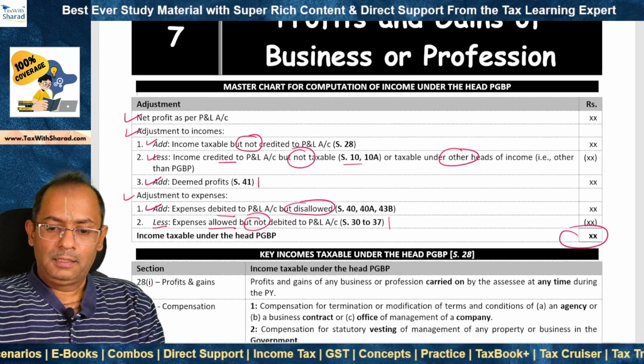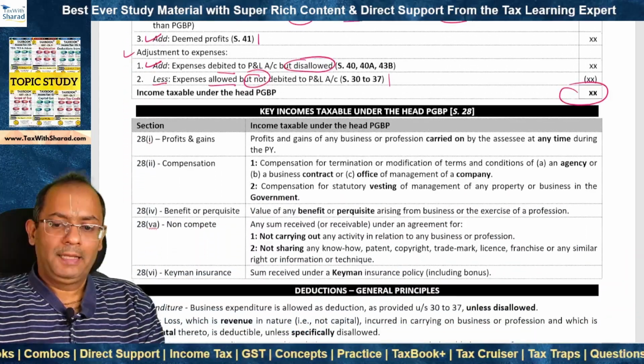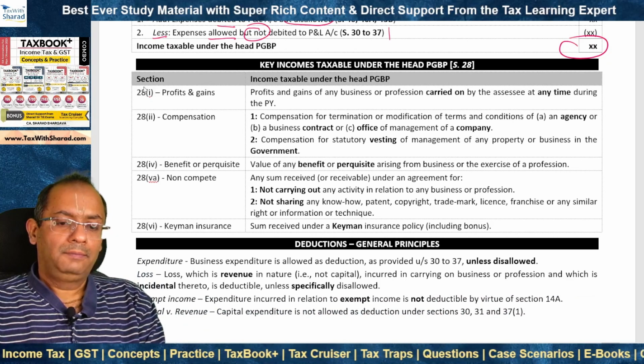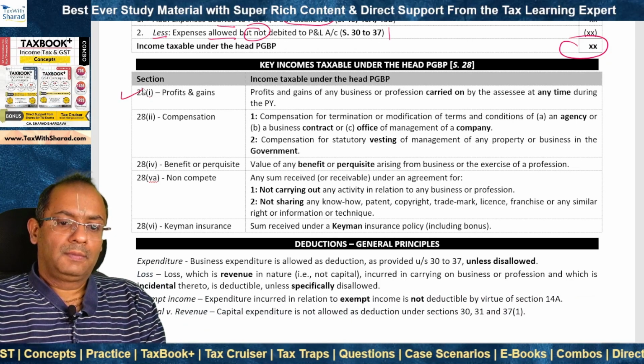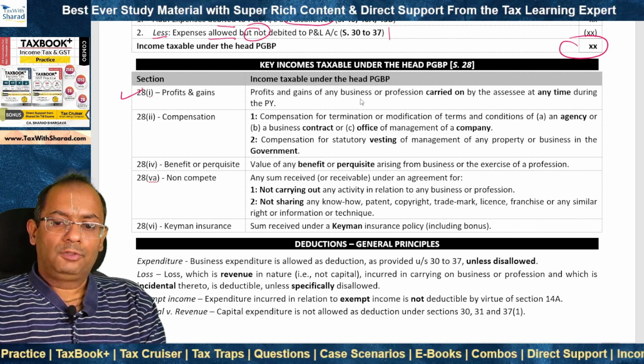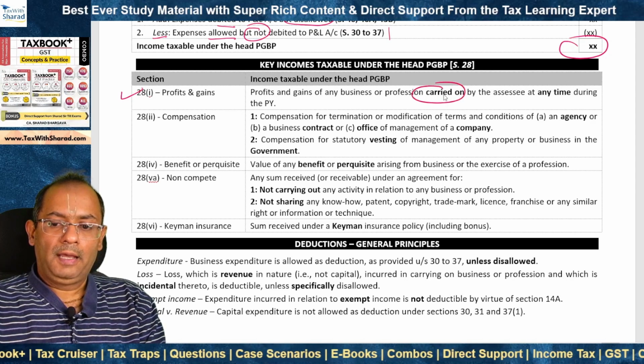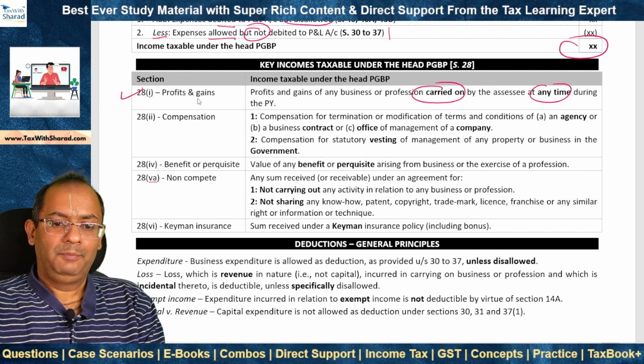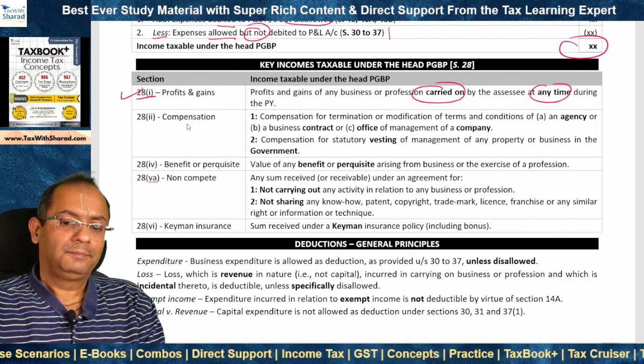Section 28 lists down the incomes which are taxable under this head. And in this table, we will look at certain key incomes. Profits and gains of any business or profession which is carried on by the assessee at any time during the previous year is basically taxable under the head PGBP, section 28(i).